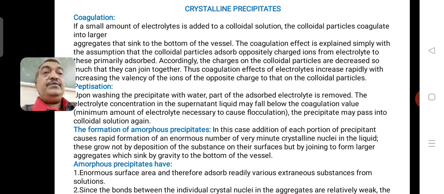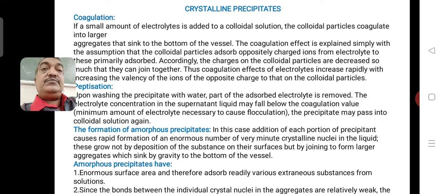Now, when you think of crystallization precipitation, when the crystals are to be obtained, they should undergo some specific processes. The processes are coagulation, peptidization, and formation of amorphous structures. Okay, so all these are other factors which you will come across in the process of gravimetric estimation.